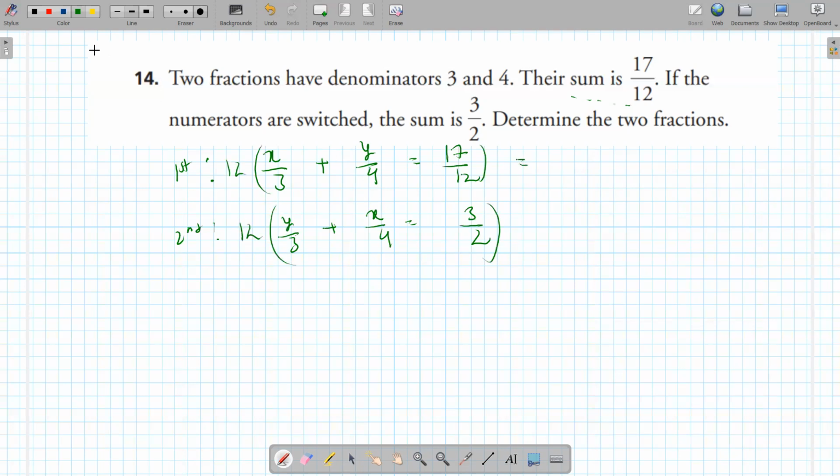Look at this. The first one is going to be 12 times x over 3, which is 4x. The next one will be 12 times y over 4, which will be 3y. And it'll be 12 times 17 over 12. What's 12 times 17 over 12?